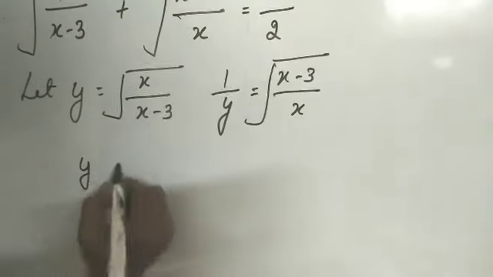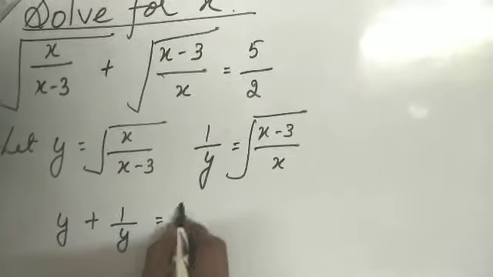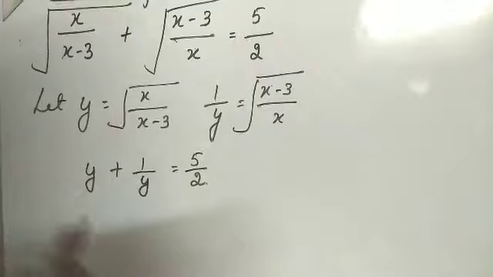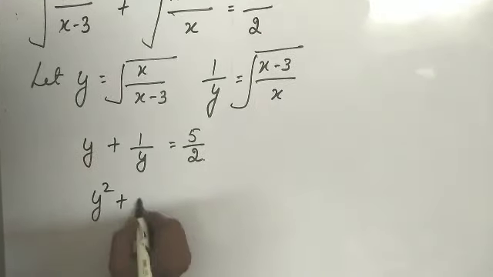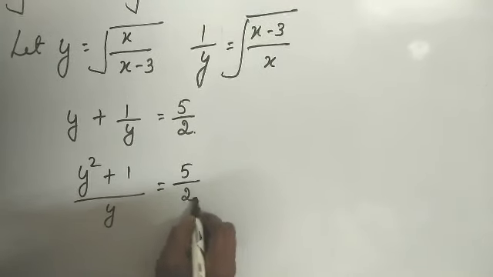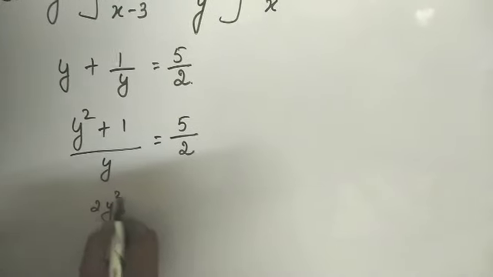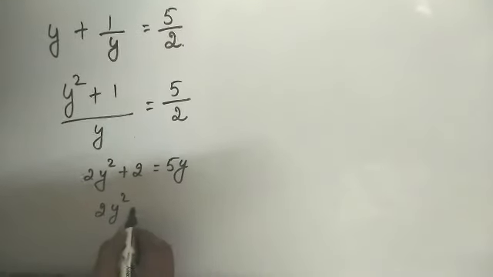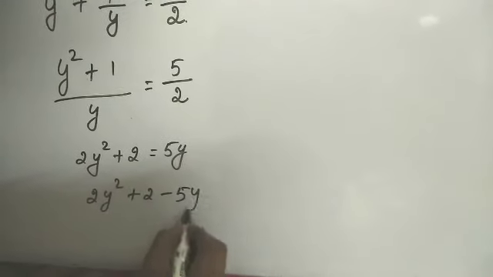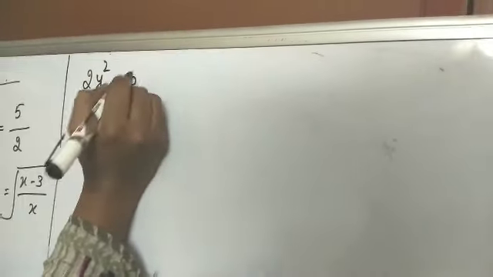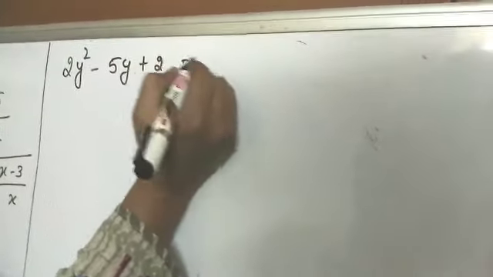Now, y plus 1 upon y is equal to 5 upon 2. Bring this equation to the simple quadratic form. Y square plus 1 upon y is equal to 5 upon 2. Then 2y square plus 2 is equal to 5y. Then 2y square plus 2 minus 5y is equal to 0. Rearrange it. 2y square minus 5y plus 2 is equal to 0.